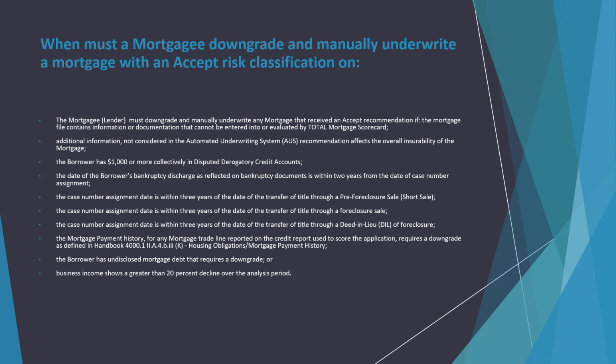Another one is when the borrower has any undisclosed mortgage debt not reported on the credit, and when business income year over year shows a 20% decline. I've also seen mortgage professionals miss downgrading a file with a 20% decline year over year in business income. So be careful on this one as well.